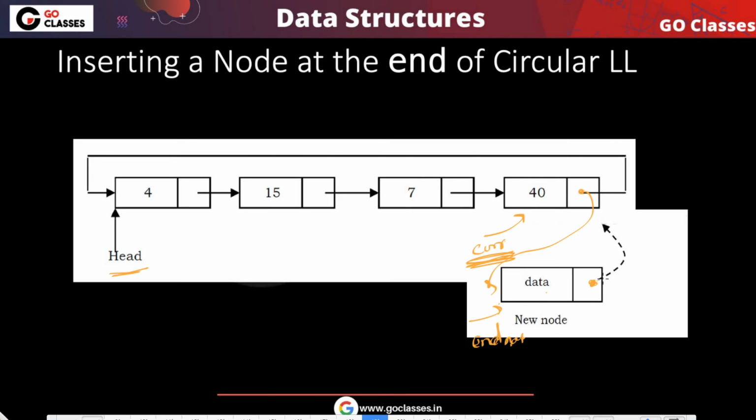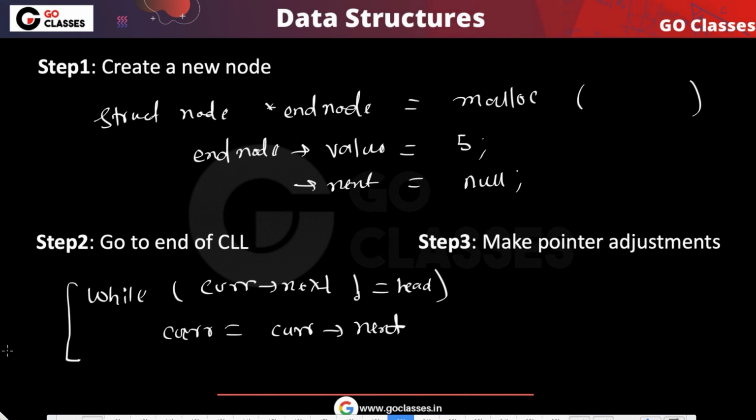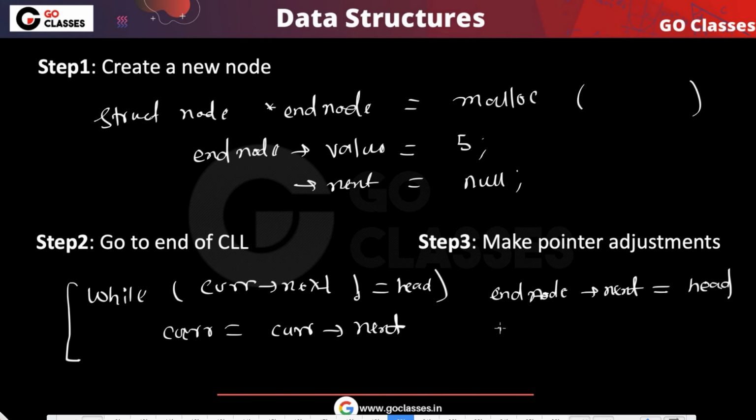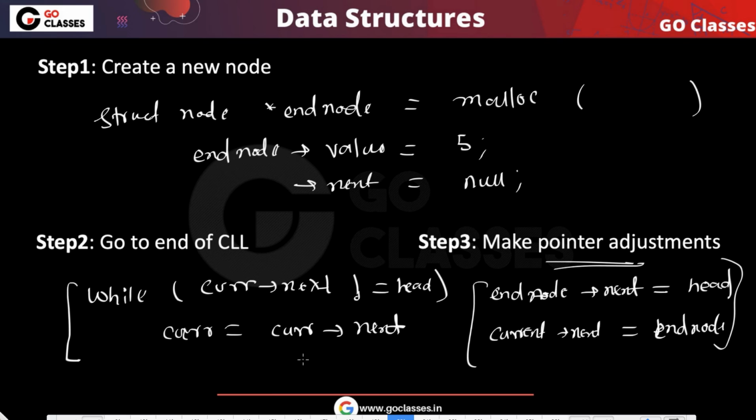So where should this newly created node point to? This should point to whatever head is pointing to. So you can say end node next should be equal to head. Very easy. End node next should be pointing to whatever head is pointing to. This line will say that it is pointing to whatever head is pointing to. And then you will say that this pointer, which is current next, should point to whatever end node is pointing to. So you can say current next should point to end node. That is all. You can do the pointer adjustments, and that is how you can insert at the last.